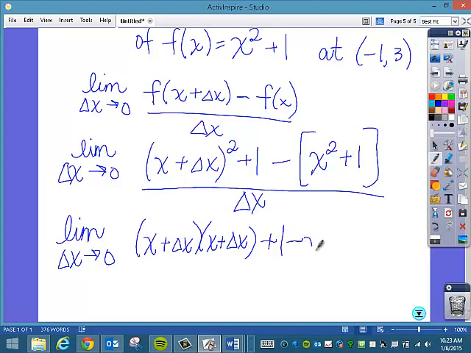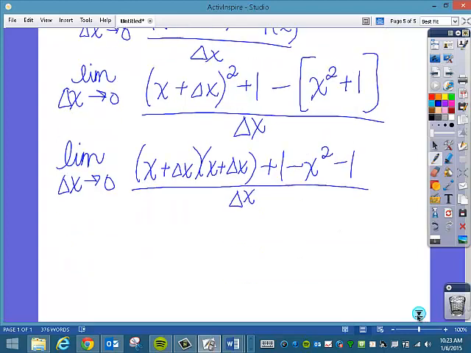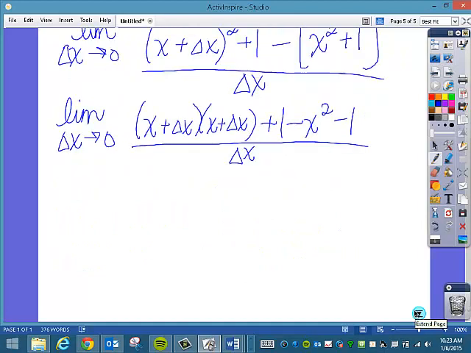So, negative x squared minus 1. So I have to distribute that negative to both terms inside the parentheses, all over delta x. Okay, now I need to FOIL this out. So I will take the limit as delta x approaches 0. So foiling this, x times x is x squared.